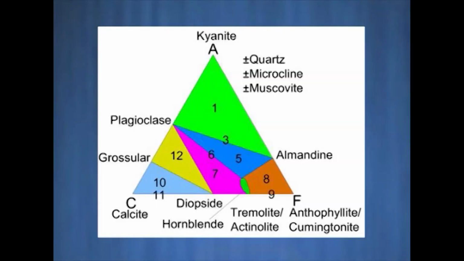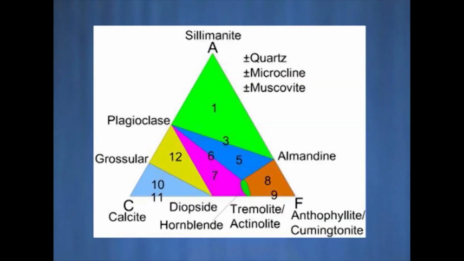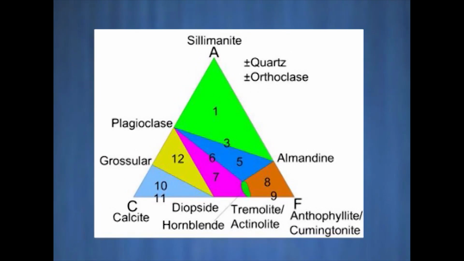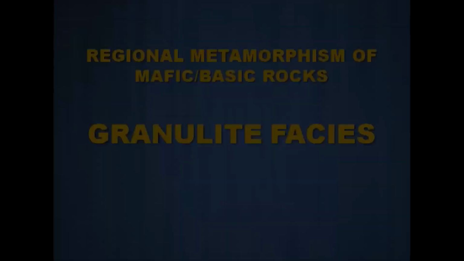There is no basic major change in the assemblage of mafic or basic rocks during metamorphism of the other zones of the amphibolite facies, that is the kyanite-almandine zone, sillimanite-muscovite zone and sillimanite-orthoclase zone.